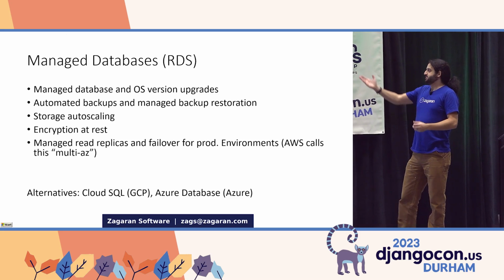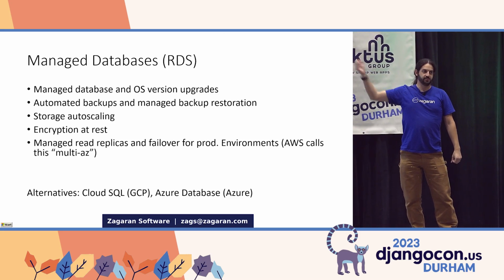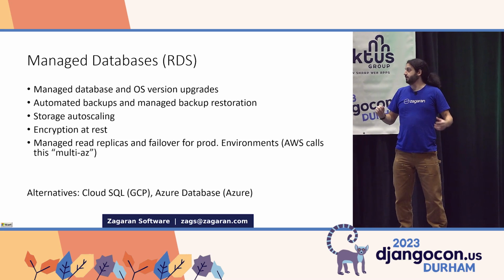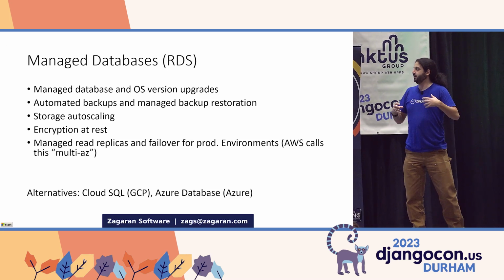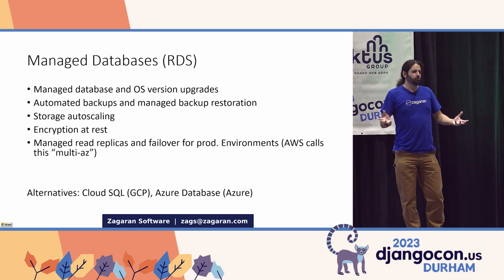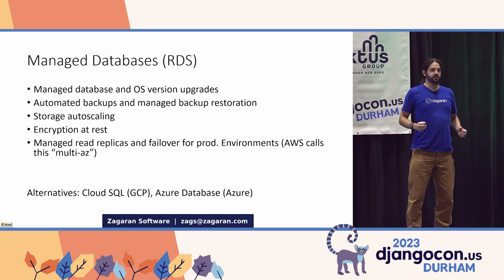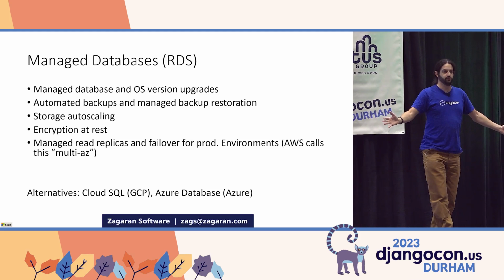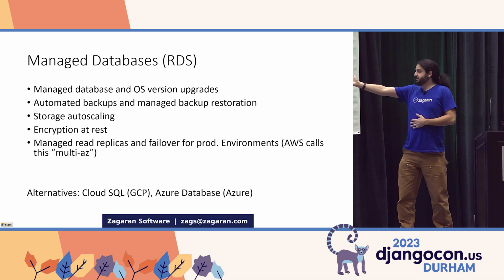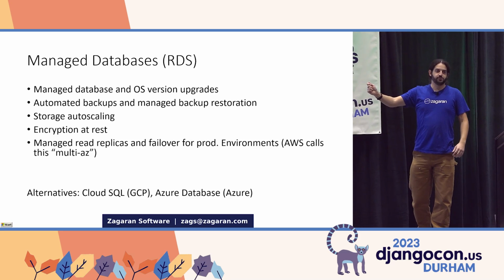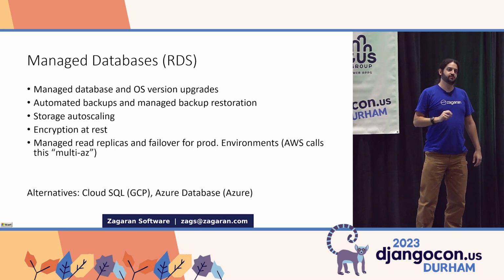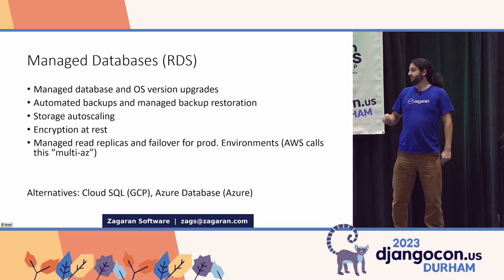Using a managed database, like Amazon's relational database service, will take care of most of these goals for you. They will give you managed database and operating system version upgrades. They'll give you automated backups, really great. They give you storage auto-scaling. You can say, give me 30 gigs to start and just add more storage when I run out, so you don't have to pay for more storage than you're using. There's also settings when you set up a database, you check a box, you get encryption at rest. Do it.